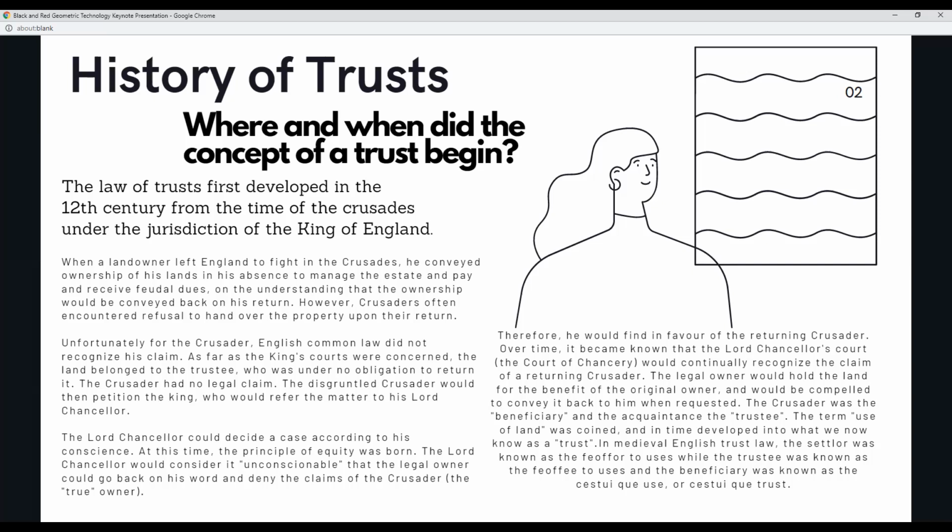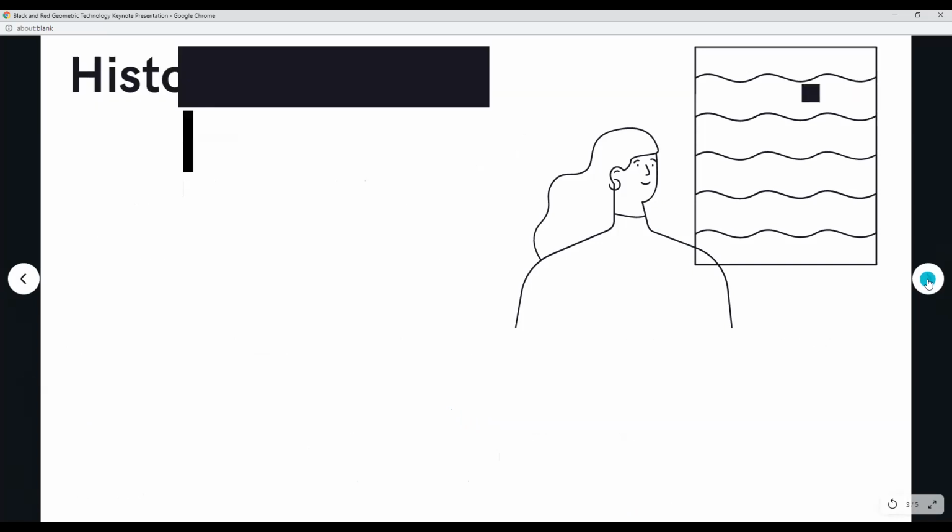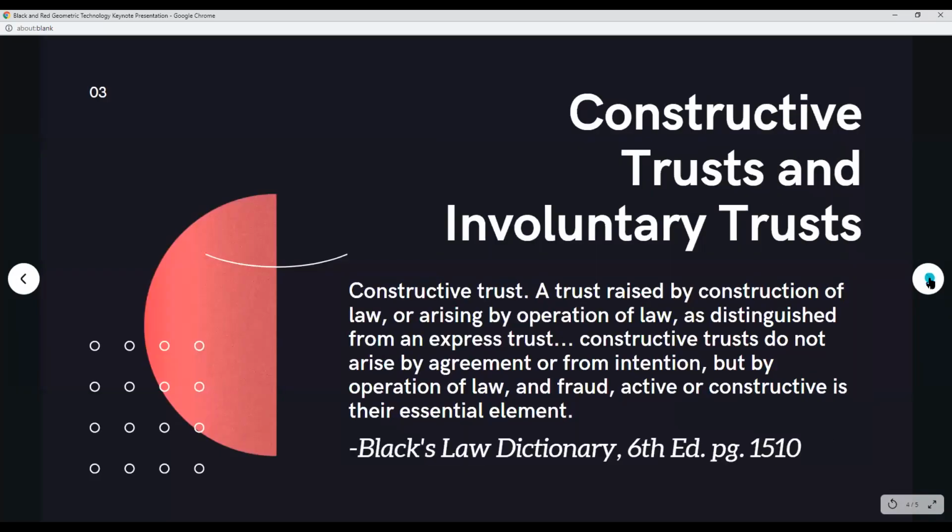In medieval English trust law, the settlor was known as the feoffor to uses, while the trustee was known as the feoffee to uses, and the beneficiary was known as the cestui que use, or cestui que trust. So I found this really interesting because it's almost like we are the Crusader that's coming back and claiming ourselves the true owner. And I'll explain a little bit more of this too, what's happening in court. A lot of times when we get a ticket, they're actually making a constructive trust because in their mind, there isn't one yet.